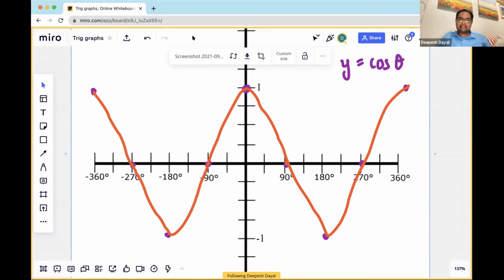Yeah, so it starts at 1 and then it goes through this point. Let's check it. Plug into your calculator cos 90. What does that tell you?